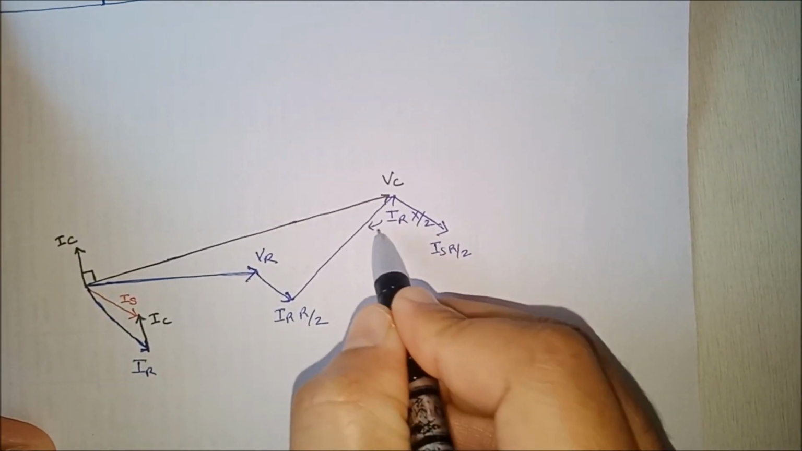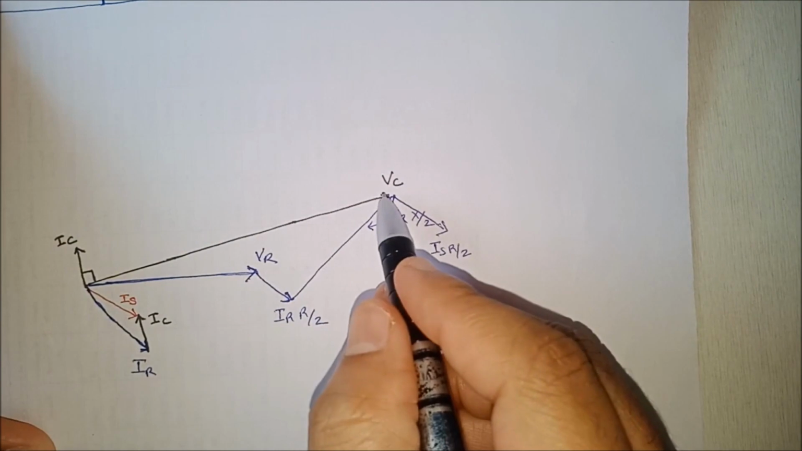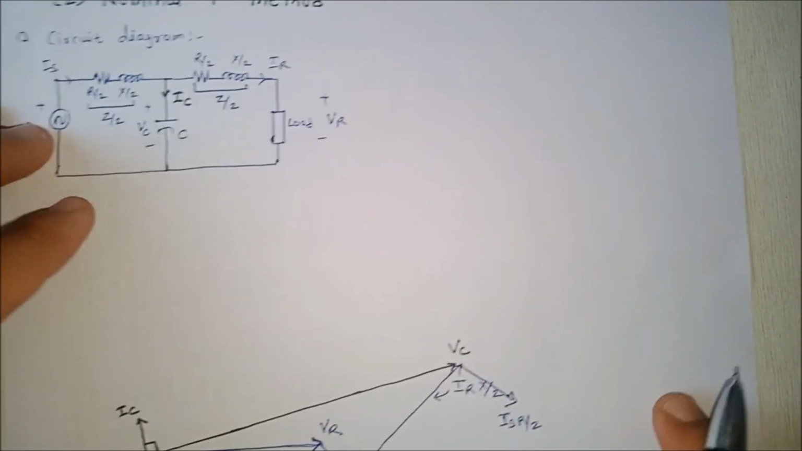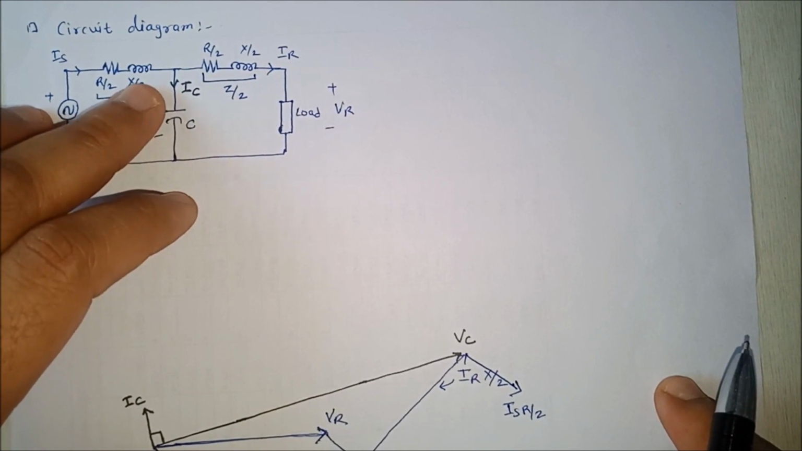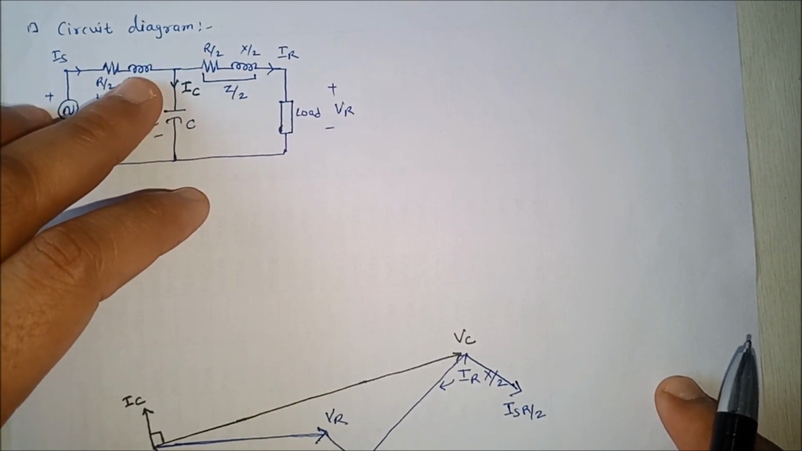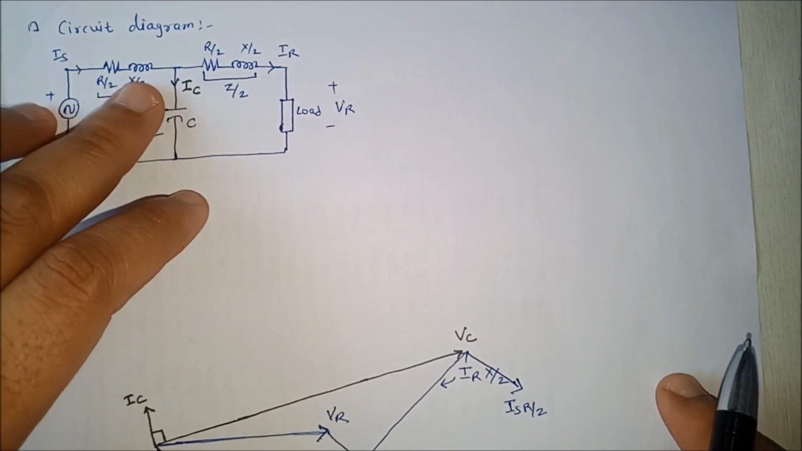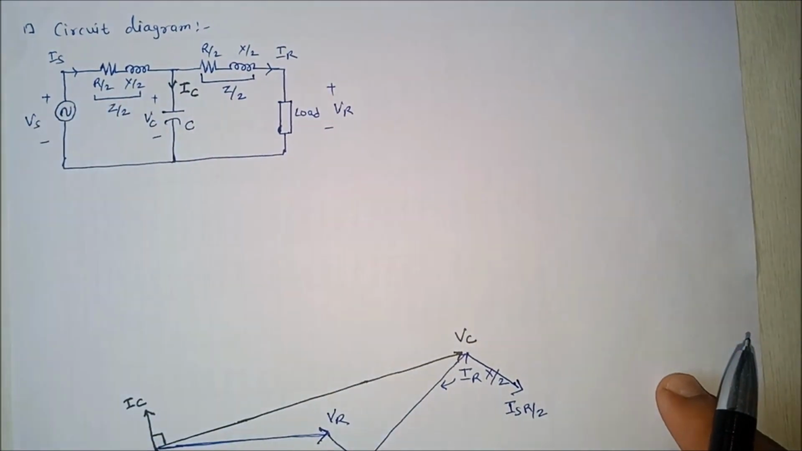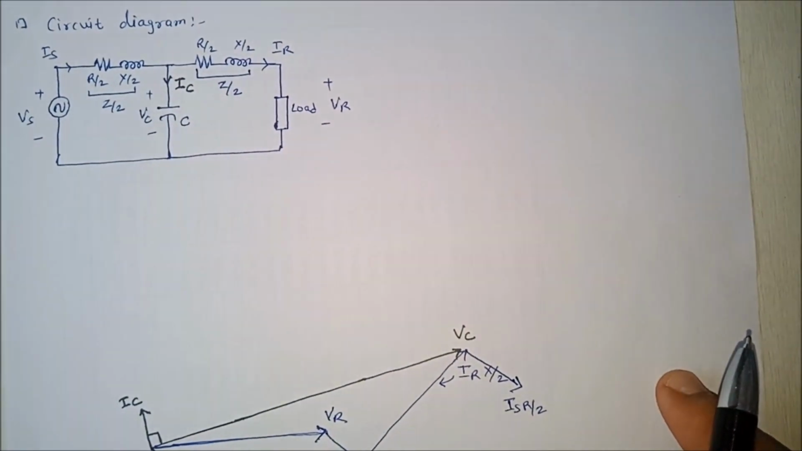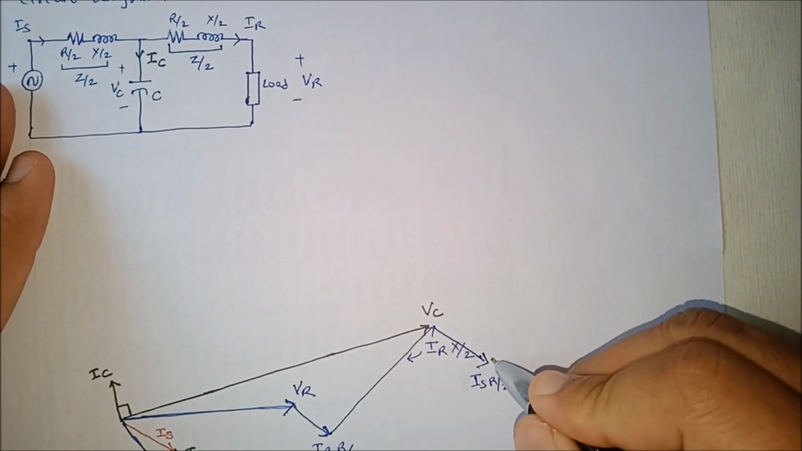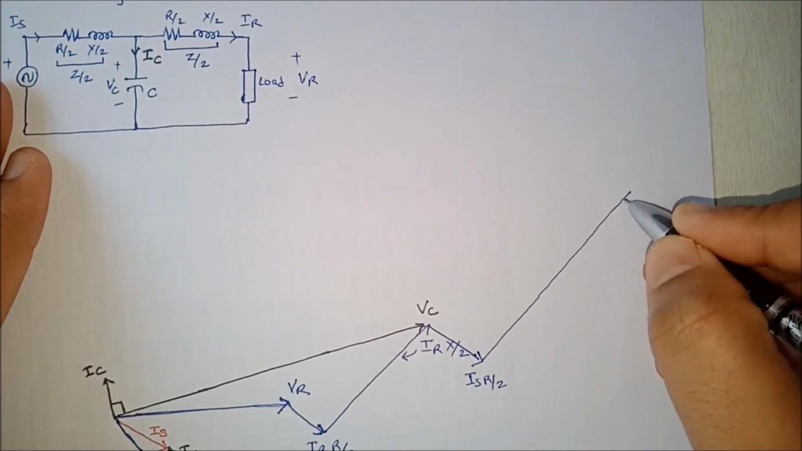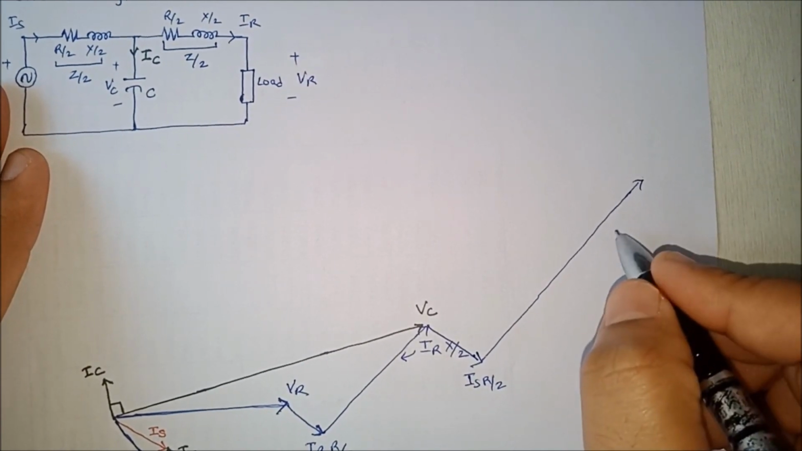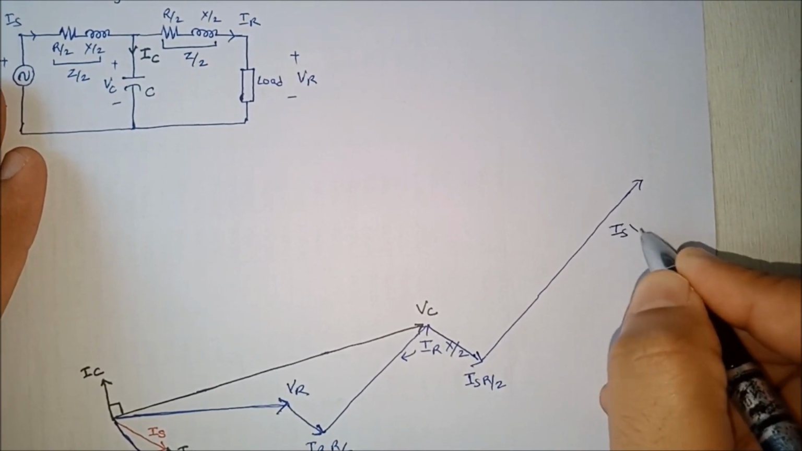IS into R by 2 is this drop. Okay, and in that we have to add IS into X by 2. So IS into X by 2 is the voltage drop across the inductor, and we know that voltage drop across an inductor leads the current by 90 degrees. So we have to draw a line which is at 90 degrees with respect to IS into R by 2. So I will draw this line, IS into X by 2.